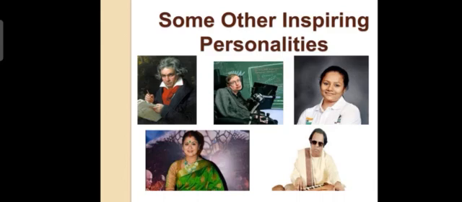Some other inspiring personalities. We come across many courageous people with various impairments who refuse to burden society with their disability, who go on to live a fulfilling life. In this slide, the first picture is of famous musician and composer Ludwig van Beethoven. The second picture is of Stephen Hawking, who was a famous physicist, cosmologist, and author. The third picture is of Arunima Sinha, who is an Indian Mount Everest climber with a prosthetic leg. The fourth picture is of Sudha Chandran, who is an accomplished Bharatanatyam dancer. The fifth picture is of Ravindra Jain, who was an Indian musical composer, lyricist, and playback singer.